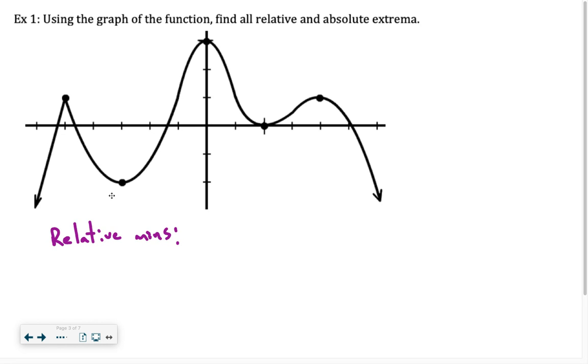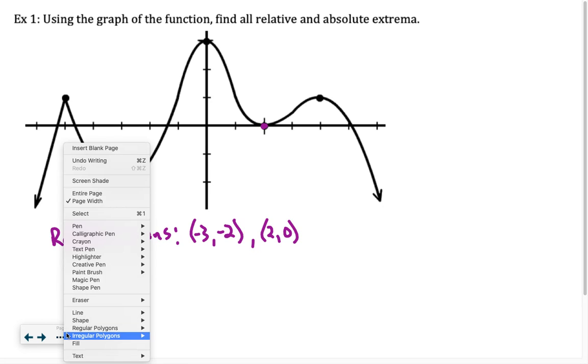Okay, so I'm looking for any place where there is a valley. So I see right here, okay, this would be a valley. So that's the point -3, -2. Right, and then I see another one right here. So that's the point 2, 0. And I think that's it, right? Those are the only two valleys.